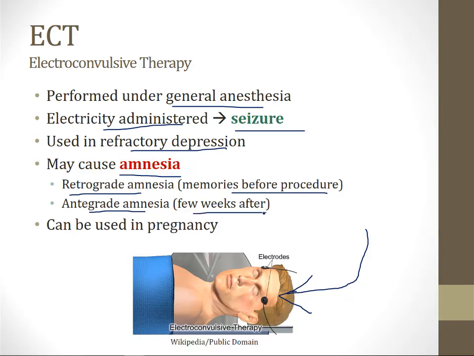And besides the fact that this is used in refractory depression, you should also know that it's sometimes used in pregnancy. That's because women who are pregnant or who have just delivered a baby and have severe symptoms can have this treatment without exposing the baby to drugs.